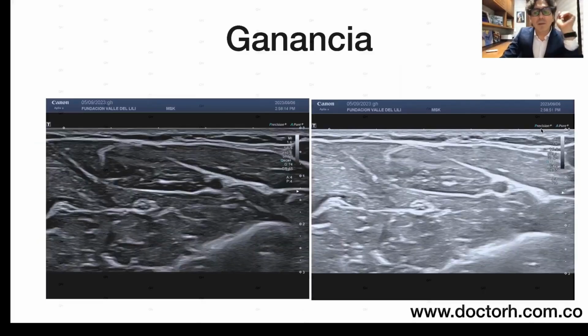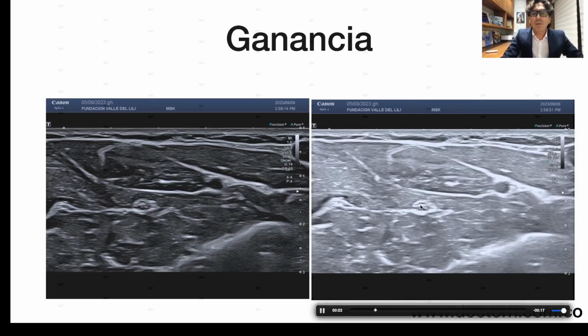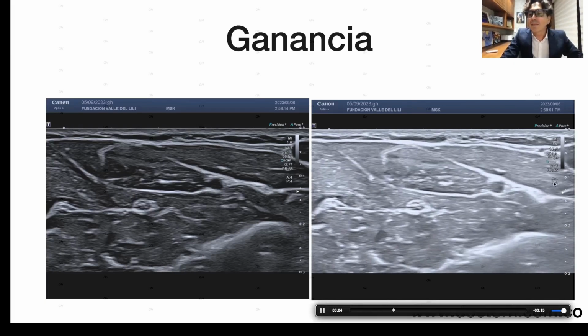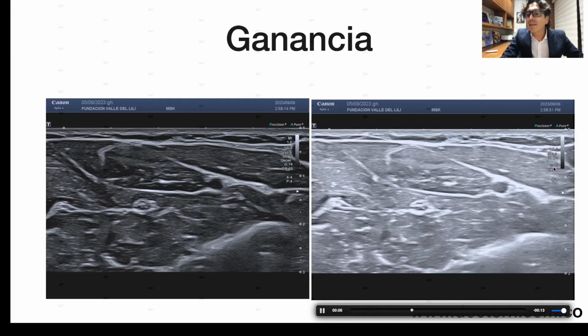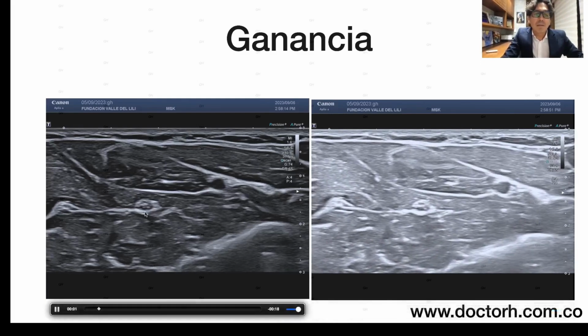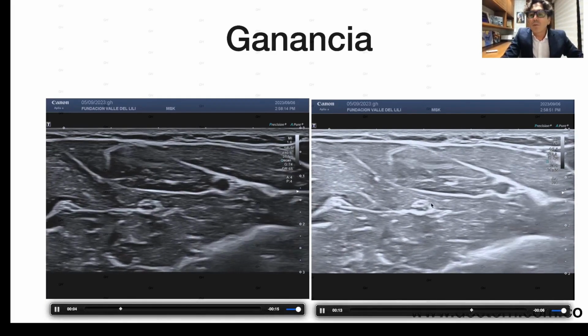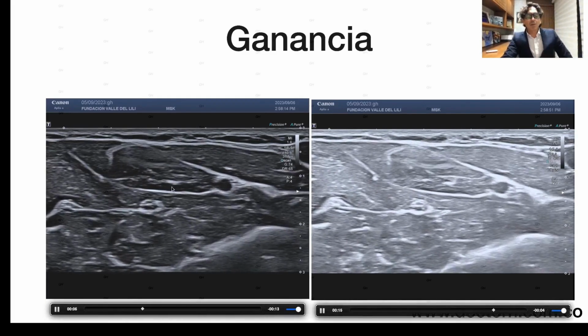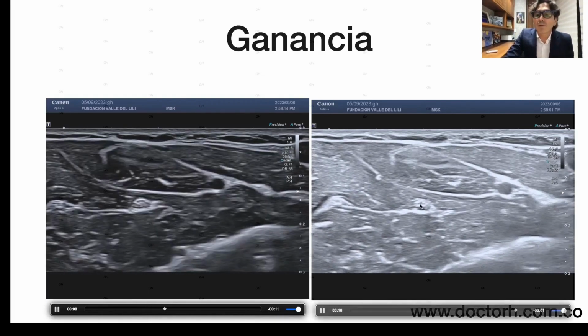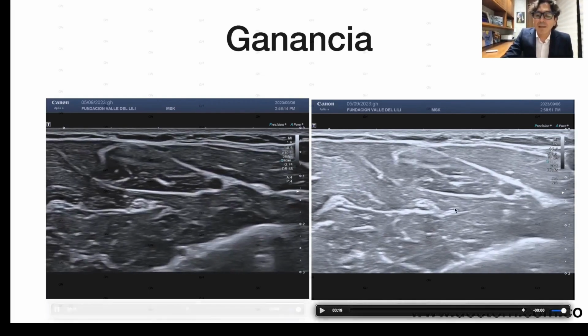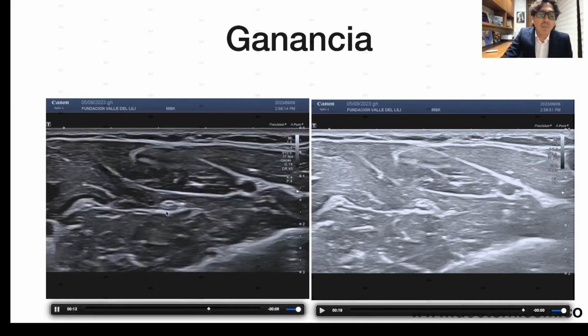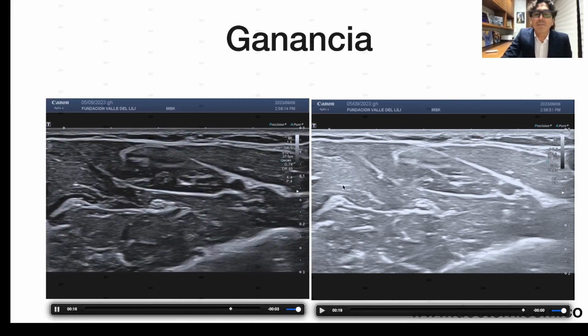The third fundamental parameter that all machines have is gain. Look at these 2 images where we have altered the gain. Basically, on the right we increase the gain, in this case marked with the letter G at 78 and here at 74. To see a median nerve in a forearm where we can evaluate the superficial and deep flexors, and in the middle of the 2, the median with its characteristic honeycomb image, but at a different gain.